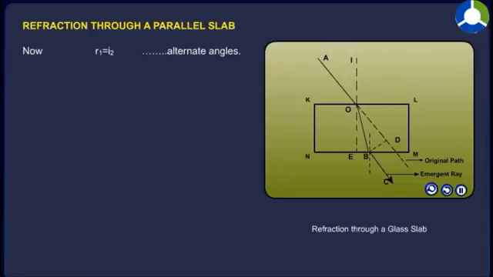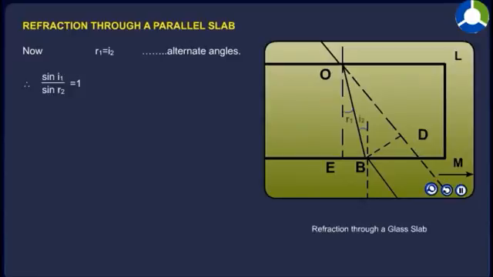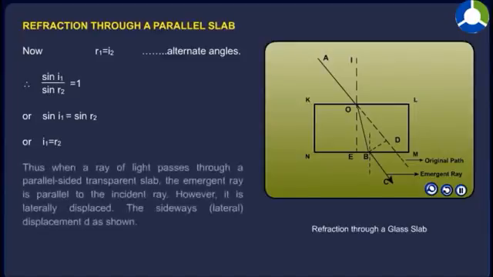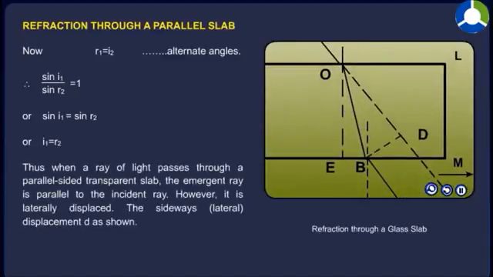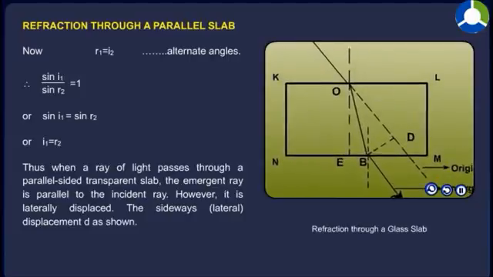Now, R1 is equal to I2, alternate angles. Therefore, sin I1 upon sin R2 is equal to 1, or sin I1 is equal to sin R2, or I1 is equal to R2. Thus, when a ray of light passes through a parallel-sided transparent slab, the emergent ray is parallel to the incident ray. However, it is laterally displaced. The sideways displacement is D as shown.